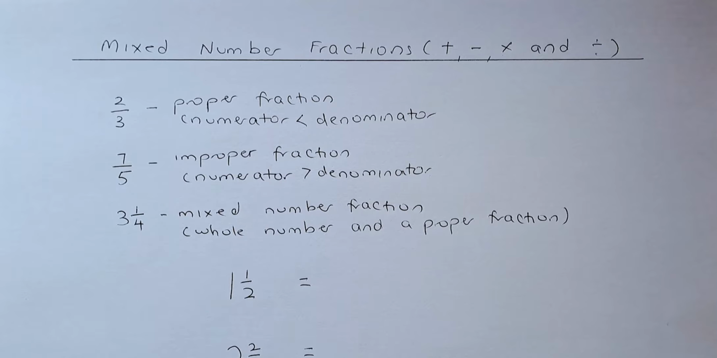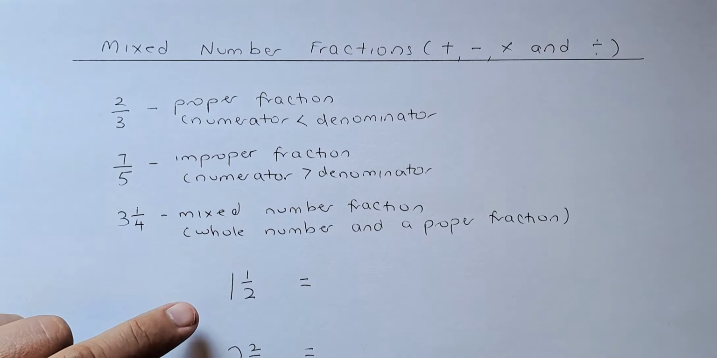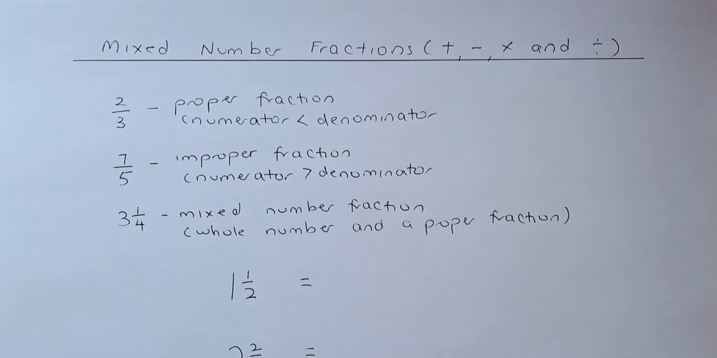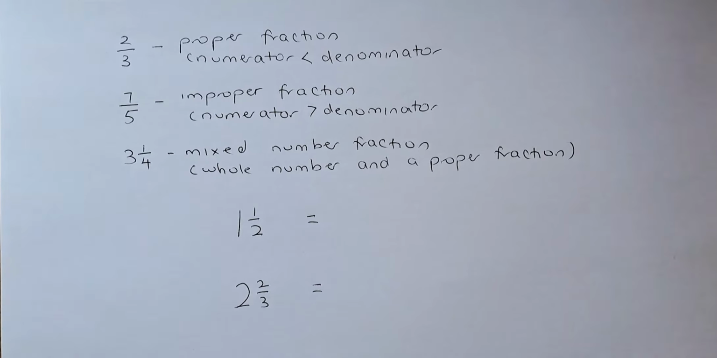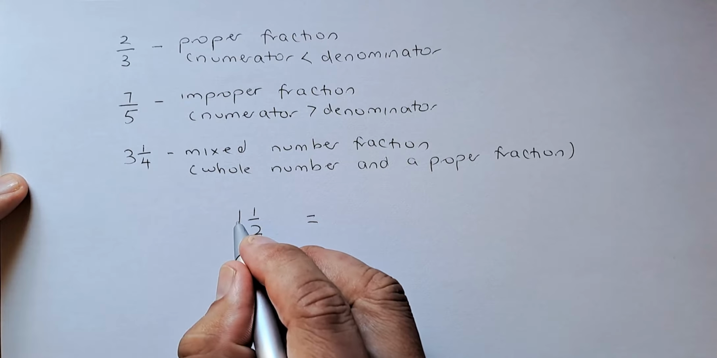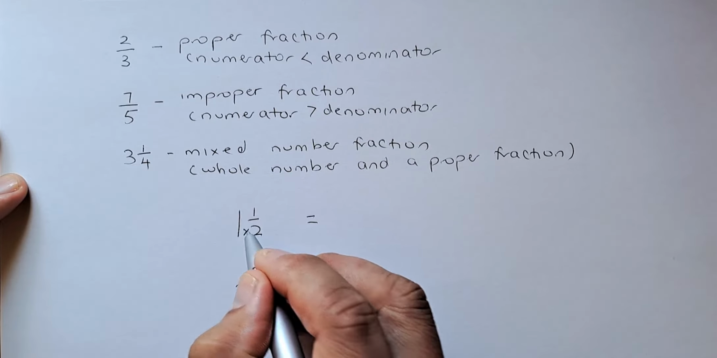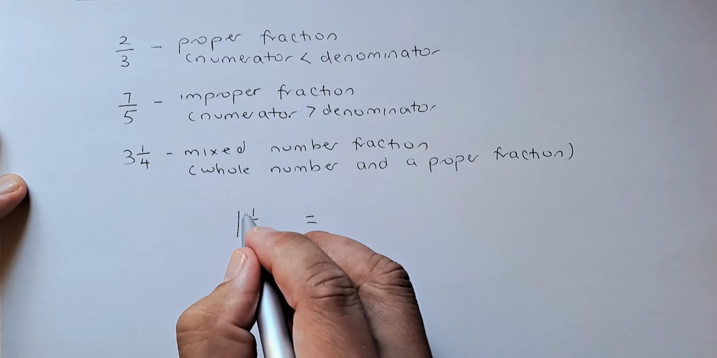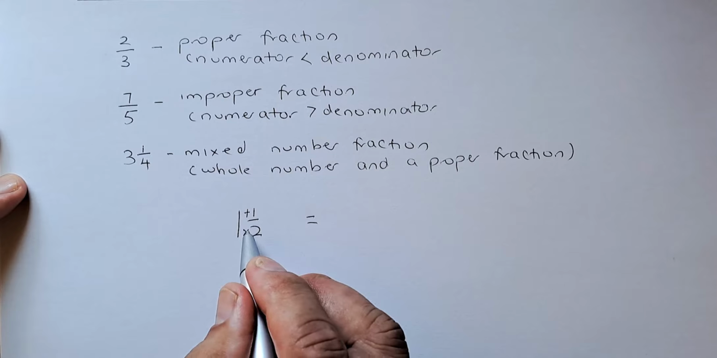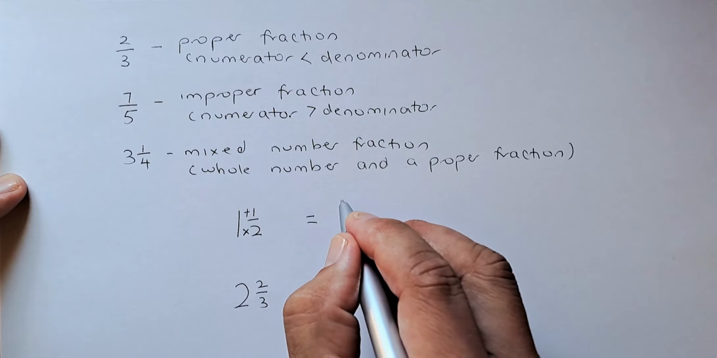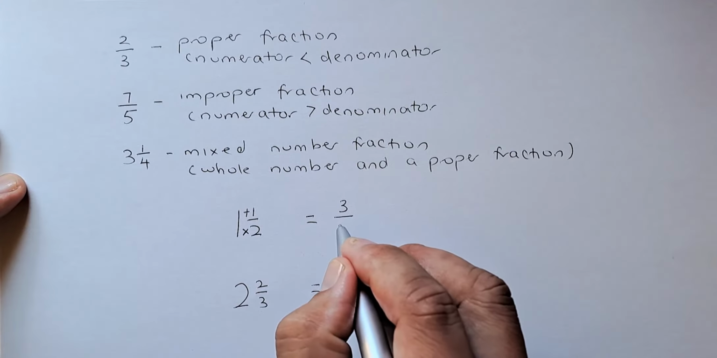With mixed number fractions, it's essential that you know how to convert a mixed number fraction into an improper fraction. So we shall show you how. First, there are two examples here: 1 1/2 and 2 2/3. The step is, you take the whole number, 1, and multiply it by 2. Then once you get the result, you add 1. So in this case, 1 times 2 is 2, 2 plus 1 is 3, so the numerator becomes 3, and the denominator remains as 2.